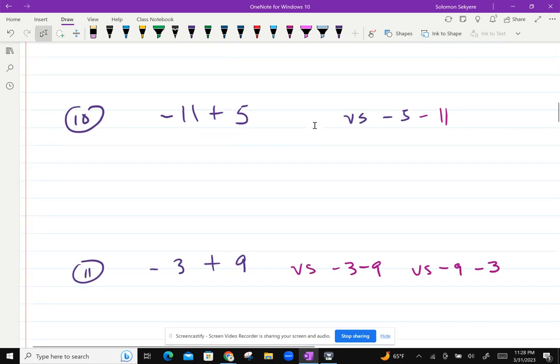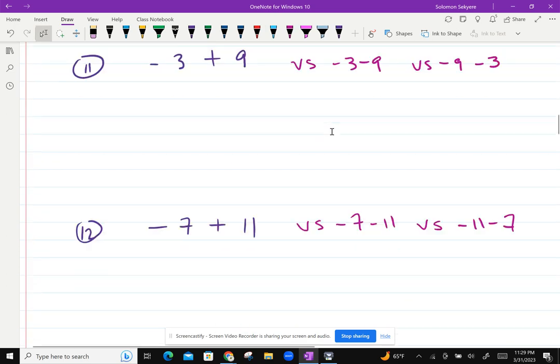Okay, let's do this one. Negative 11 plus 5 versus negative 5 minus 11. You get the pattern without using the number line. Write your positive number first, plus 5 minus 11. This is different, right? Negative 5 minus 11 is the same as negative of 5 plus 11, negative 16. This is negative 6.